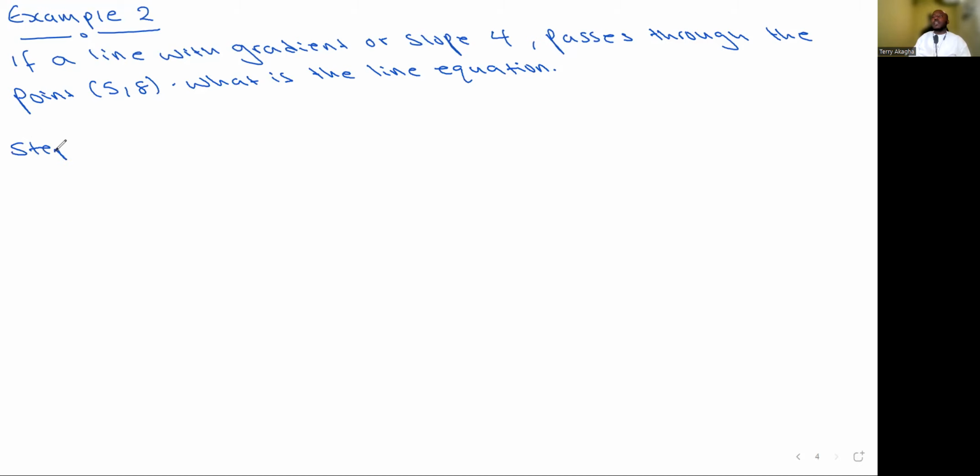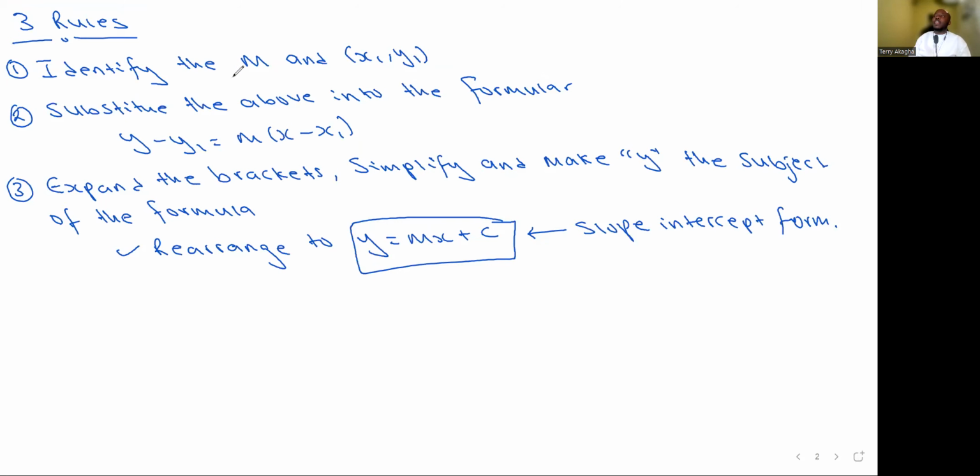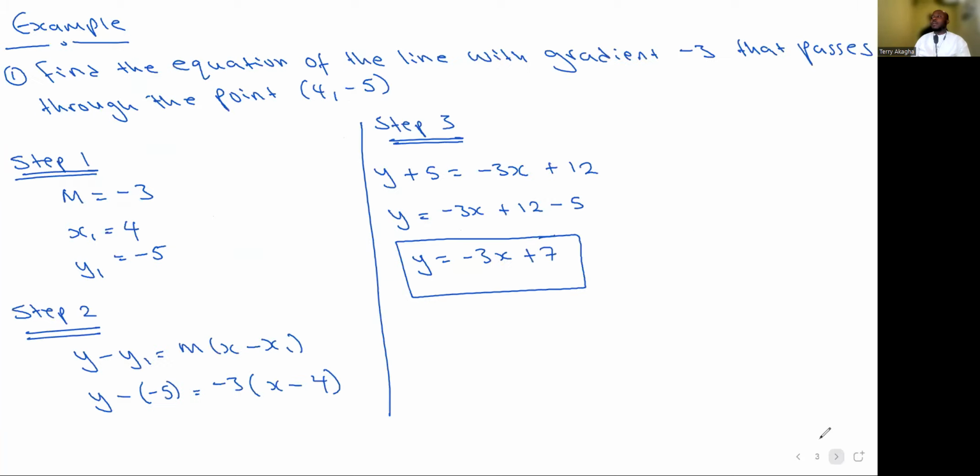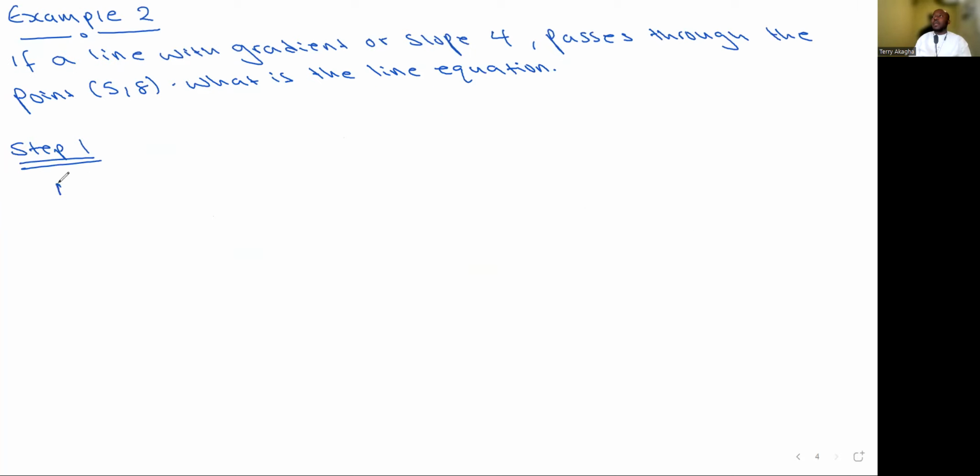So the first thing, like we said, we then have to identify the m and the x1, y1. So you see, in the point slope form, it's only when you have one slope or gradient and 1 point, then you use this. All right. So let's identify the m. The m is equal to 4. The x1 is equal to 5. And the y1 is going to equal to what? 8.